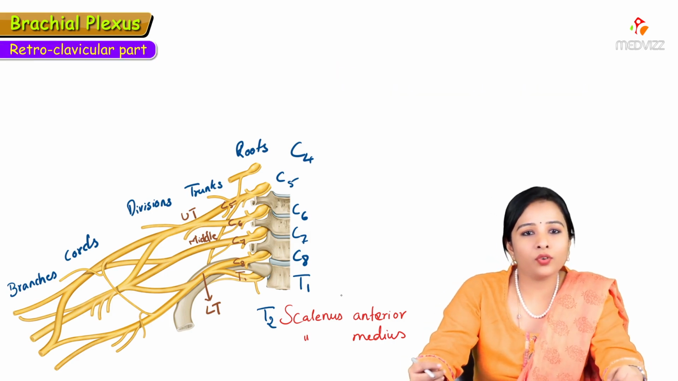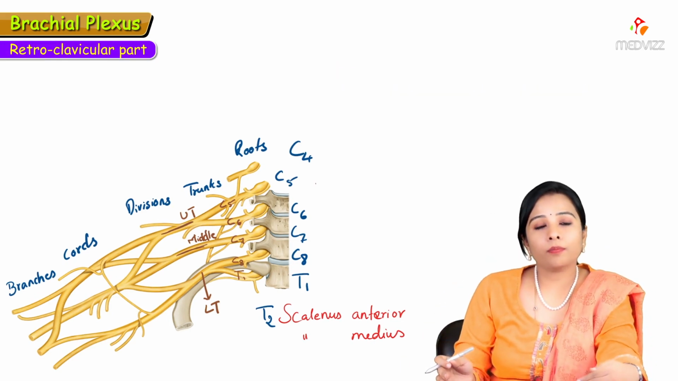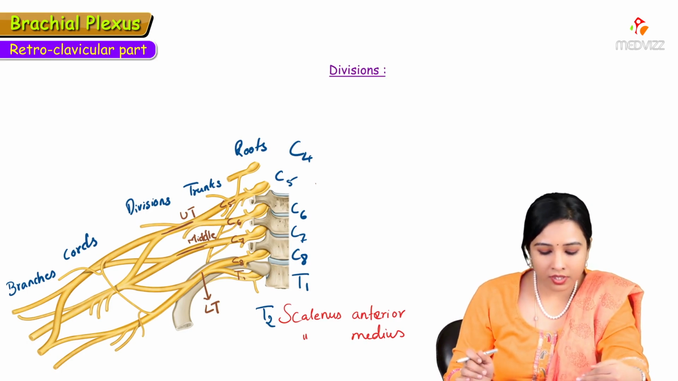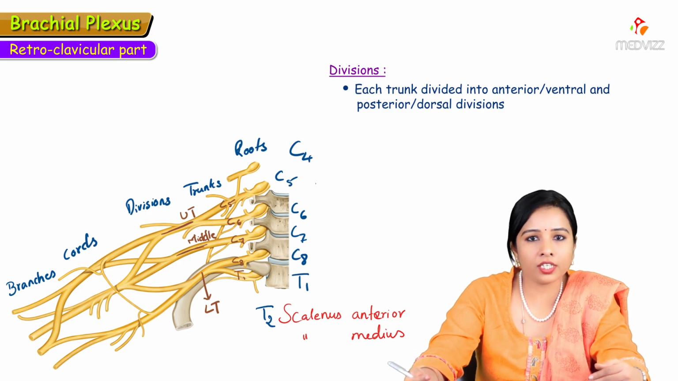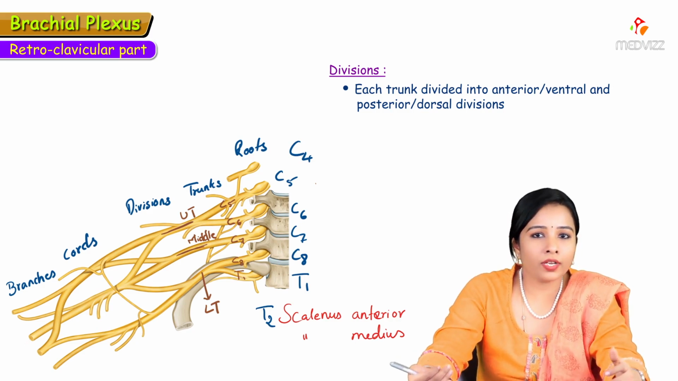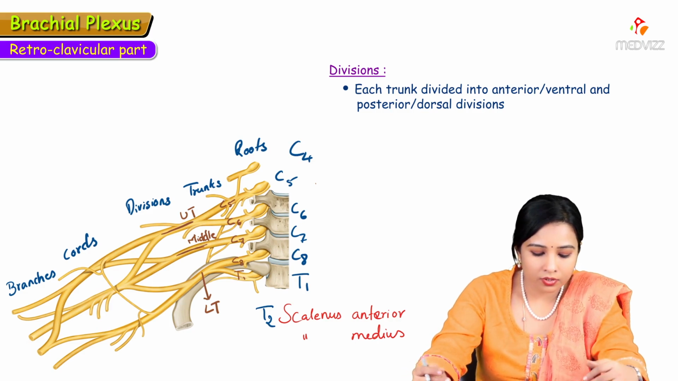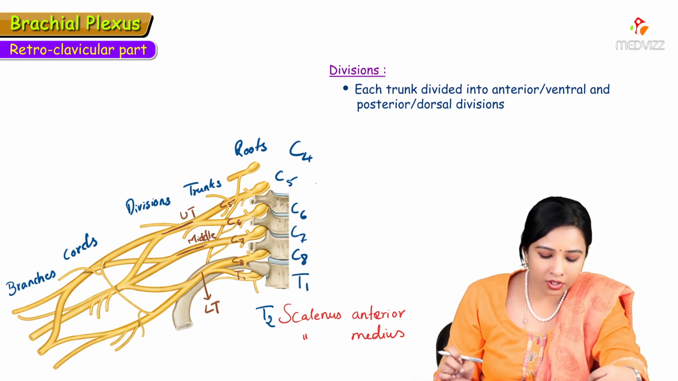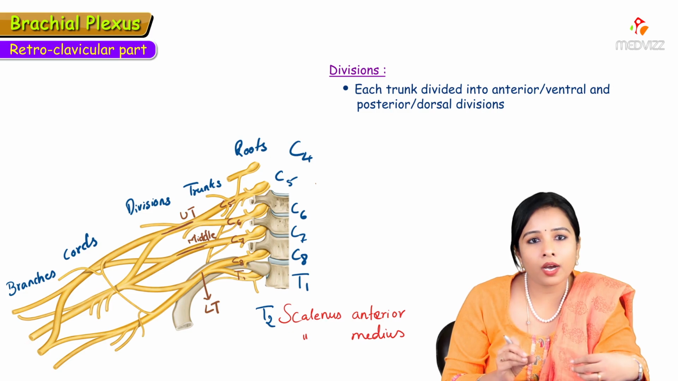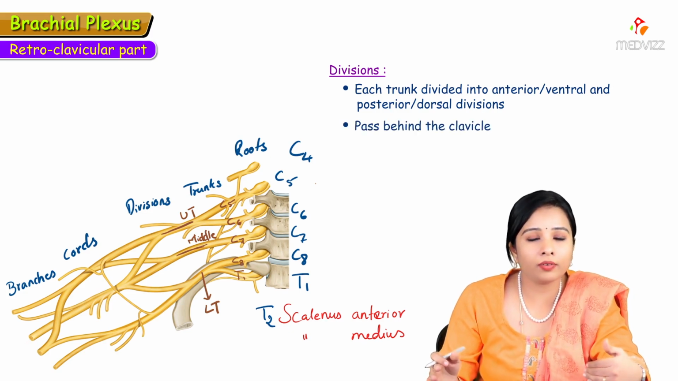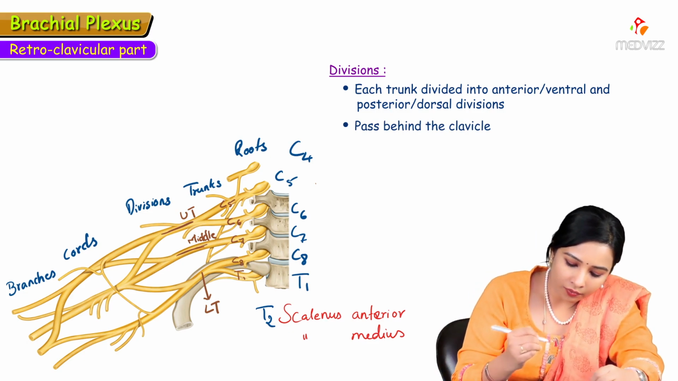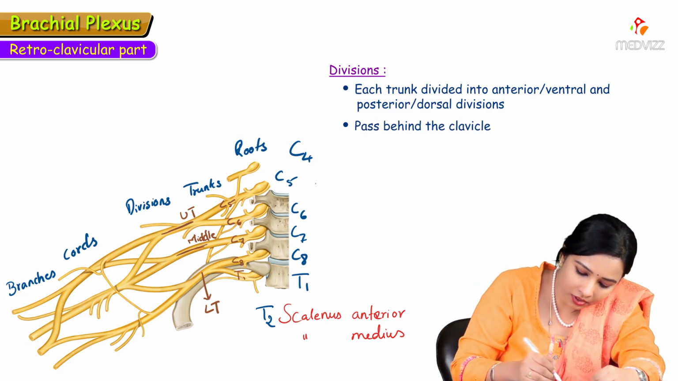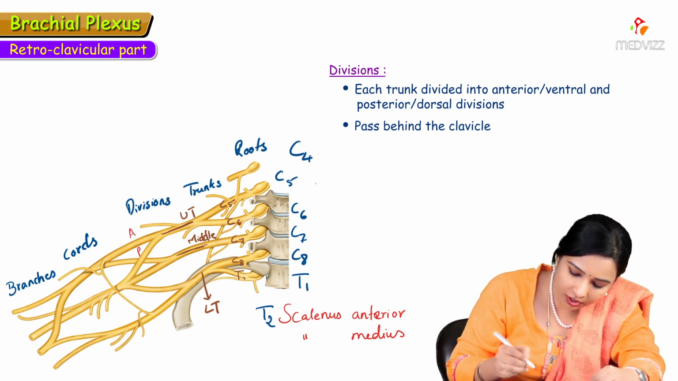Next, the retroclavicular part, which is formed by the divisions. Each trunk divides to form one anterior division and one posterior division, which are also called ventral and dorsal divisions. So each trunk divides to form two divisions, and part of the divisions lies behind the clavicle, so it is called the retroclavicular part. So divisions are two from each trunk. Here is the upper trunk, this is the anterior or ventral division, and here is the posterior division.